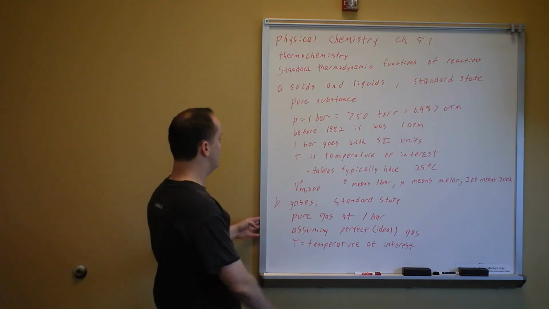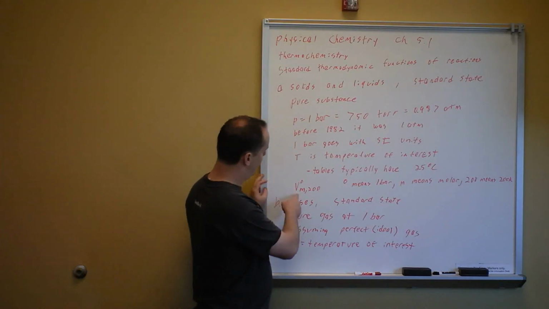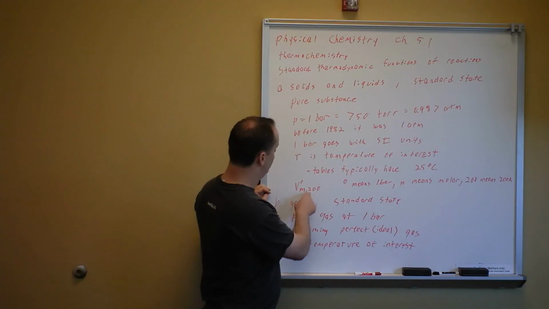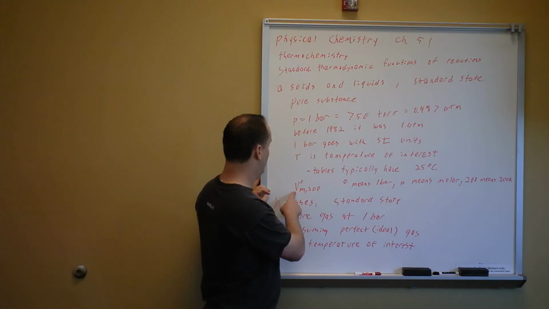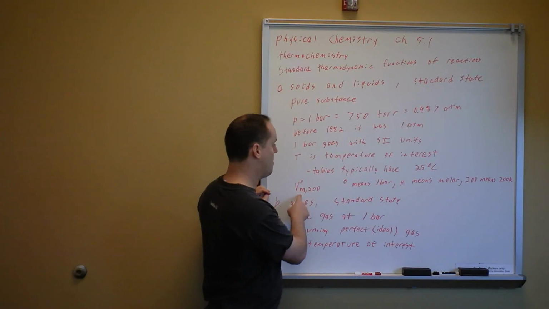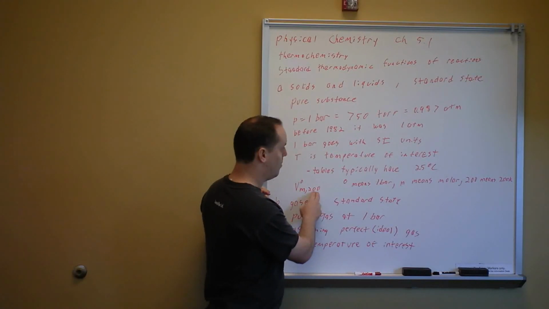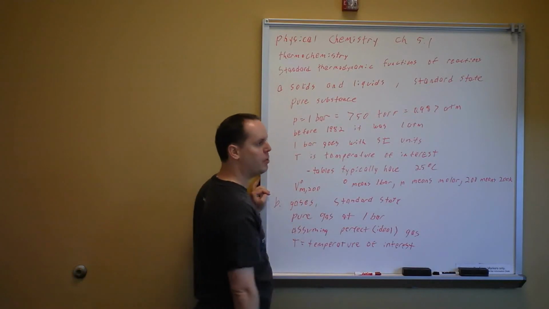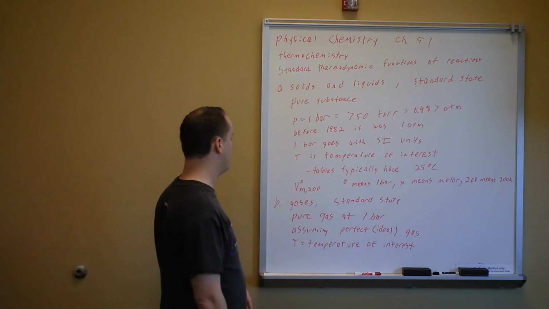So as an example, let's say we have Vm 200 knot. So this would be the volume, molar, that's what the M means. The knot means at 1 bar, and 200 implies 200 kelvins. Notice we don't bother to put the K for kelvins after the 200.